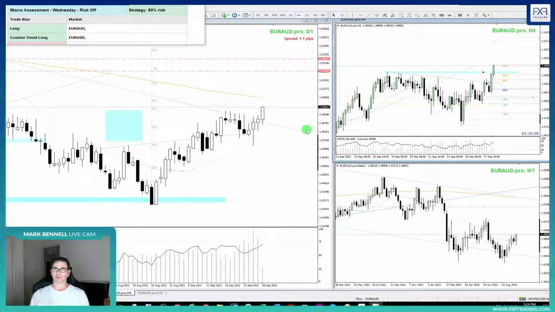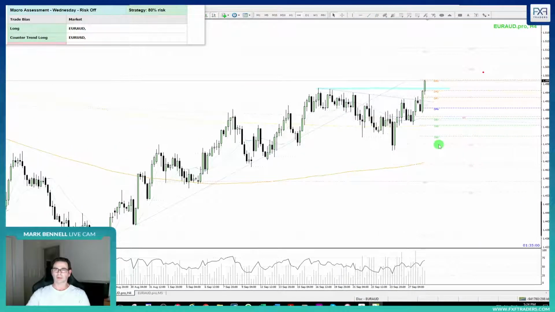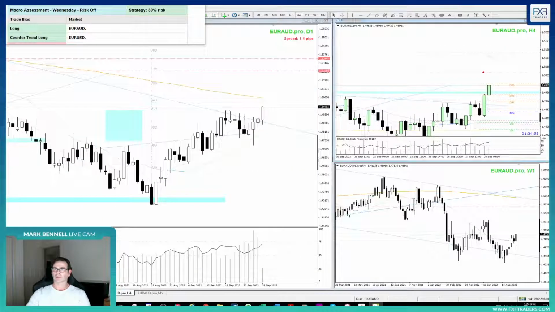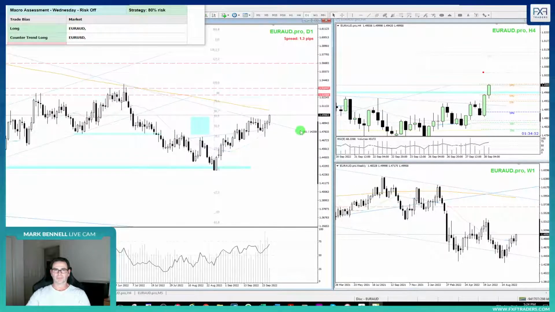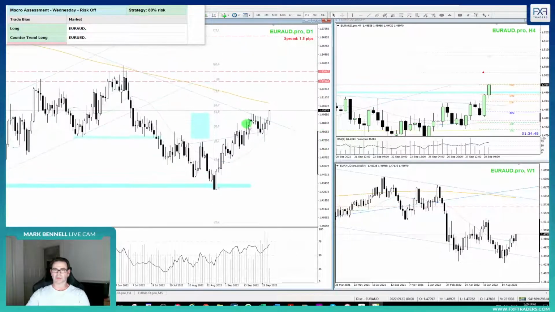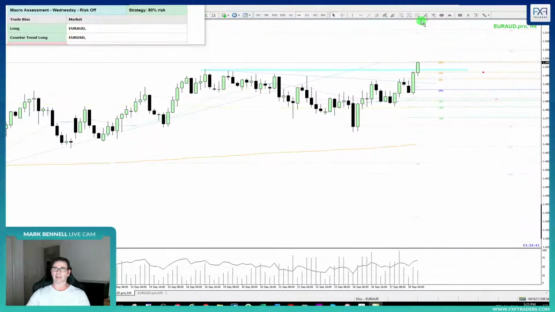So the first one was Euro Oz. We spoke about this yesterday. This was on the list. So we had weekly looks good, daily was at this trend line, tested it. We're looking for it to squeeze into it and pop, which it did. Was at the 61 as well. So a couple of key areas.